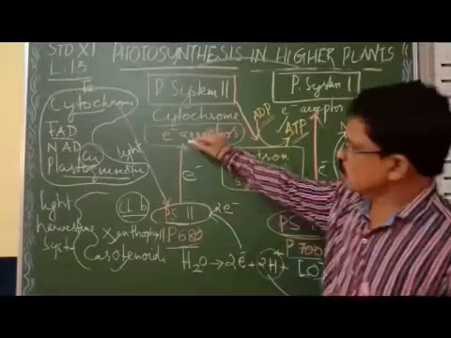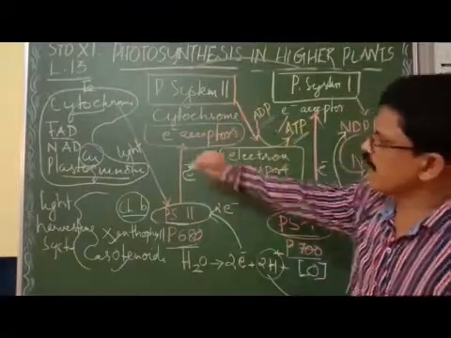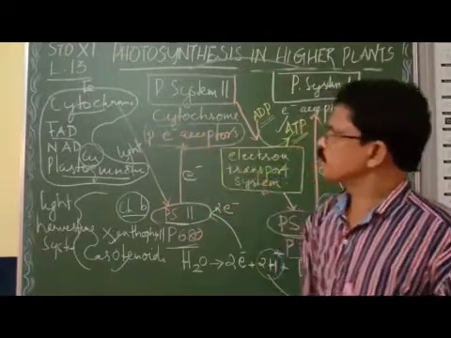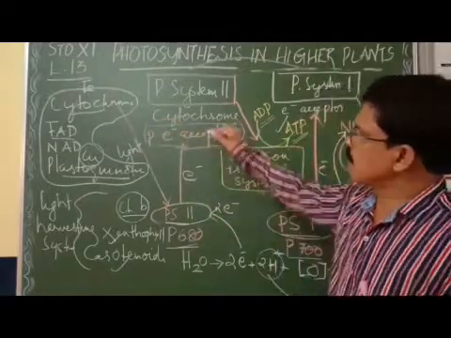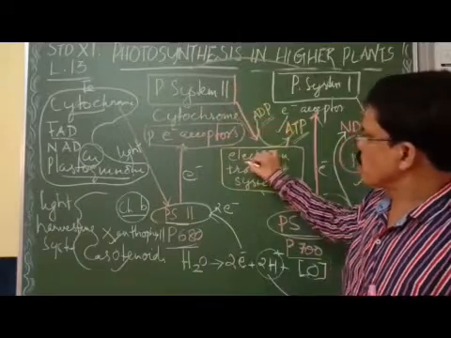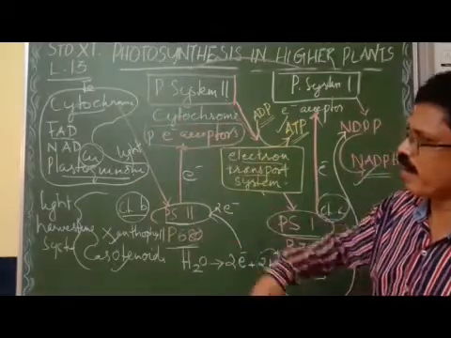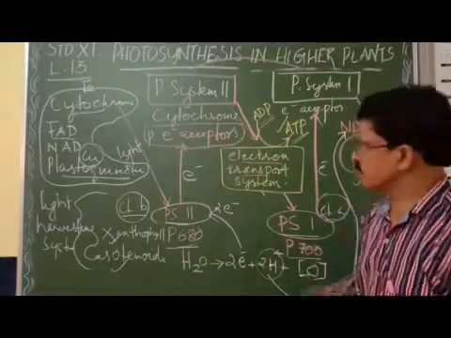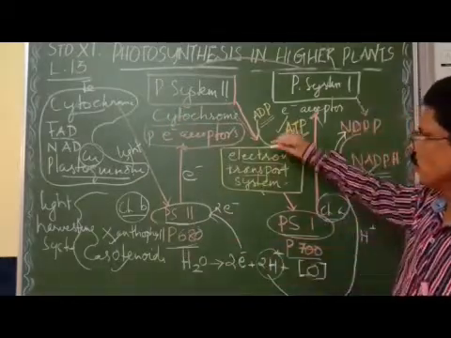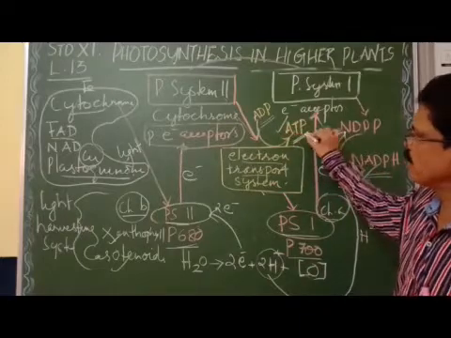It emits electrons, and the electrons are accepted by primary electron acceptors. Then they pass through cytochromes. From this they pass through the electron transport system, which consists of cytochrome, FAD, NAD, plastoquinone, many electron acceptors. During this movement of electrons, ADP is phosphorylated to ATP.